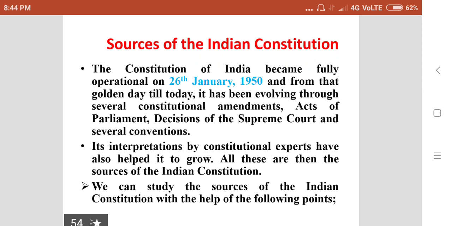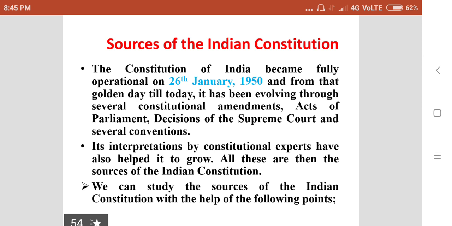The constitution makers also borrowed some important aspects from other constitutions to prepare the constitution for India. So these aspects are called the sources of the constitution of India. So today let us discuss such sources of the Indian constitution.